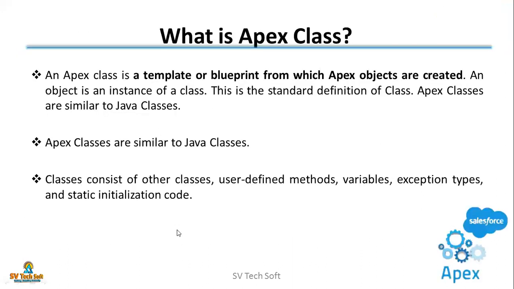Then we will discuss Apex classes. You know, Salesforce Apex is an object-oriented programming language. What is the meaning of object-oriented programming language? It means building all the business logic by using classes. Now we will discuss what a class is. By definition, a class is a template or blueprint from which Apex objects are created. A class is a blueprint of real-world existence. What is the meaning of blueprint? Blueprint means detailed information of the particular plan.